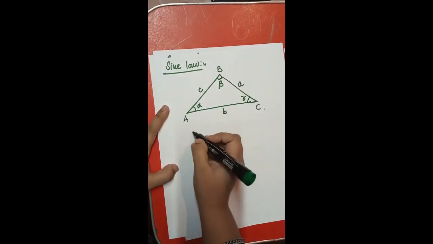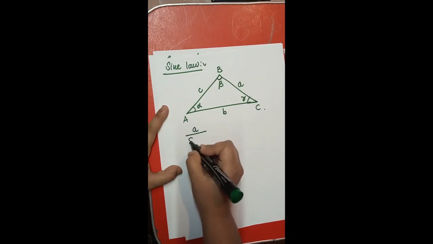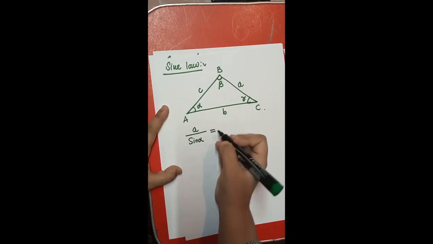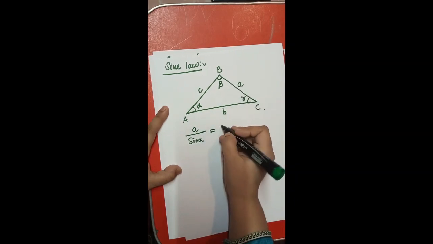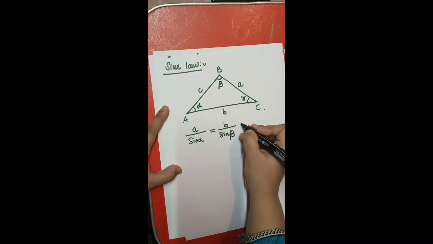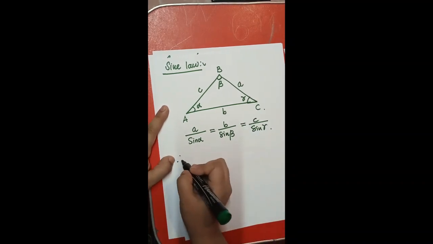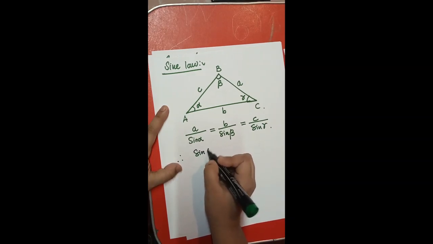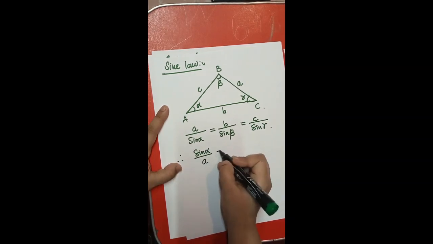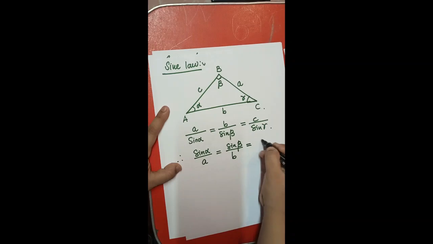So the sine law will be what? It will be small a upon sine alpha, because these are opposite of each other, b upon sine beta, c upon sine gamma. And we can also write it like this: sine alpha upon small a, sine beta upon small b, and sine gamma upon c.